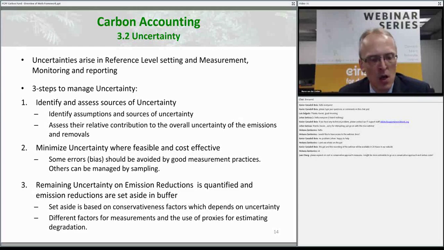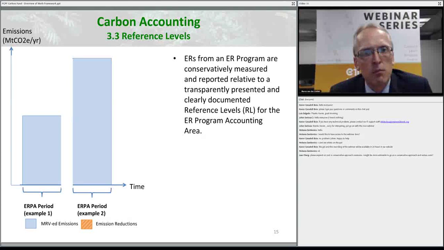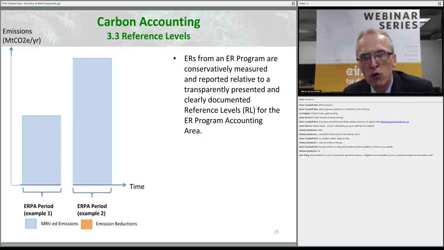So the next part of the carbon accounting is the actual reference level. As most of you will be used to when we're talking about REDD, the emission reductions from an ER program are measured and reported against a reference level. The requirement of the methodological framework is that you set this reference level for the ER accounting area. So again, the ER accounting area is a district or a province or an eco-region, whatever you've selected for your program, and the reference level is set for that whole area.